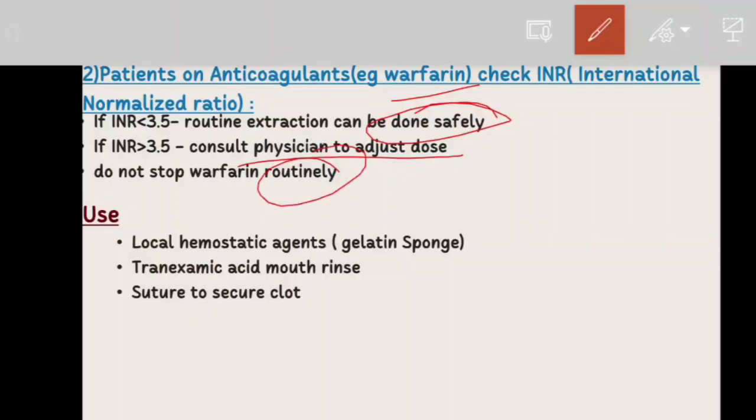For the management, use local hemostatic agents like gelatin sponge, tranexamic acid mouthwash, and sutures to secure the clot. A very important line for viva: never stop warfarin without physician consultation.